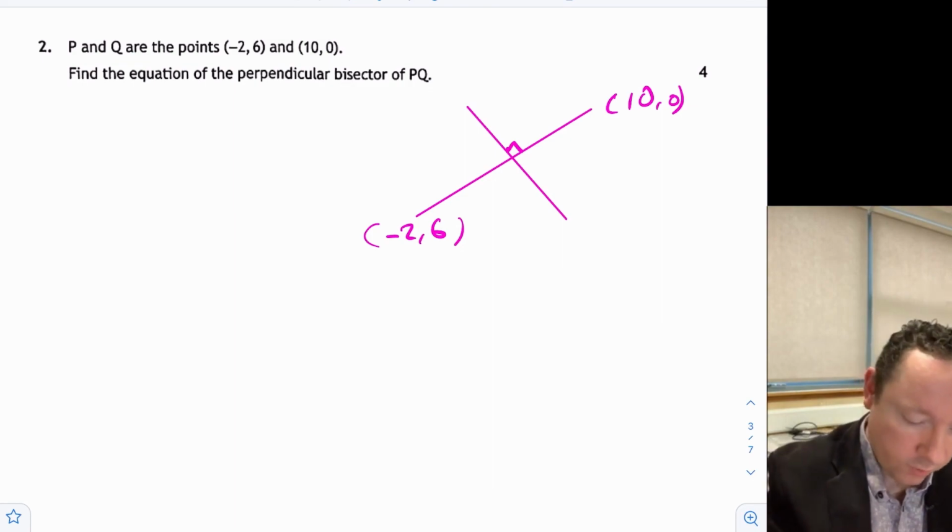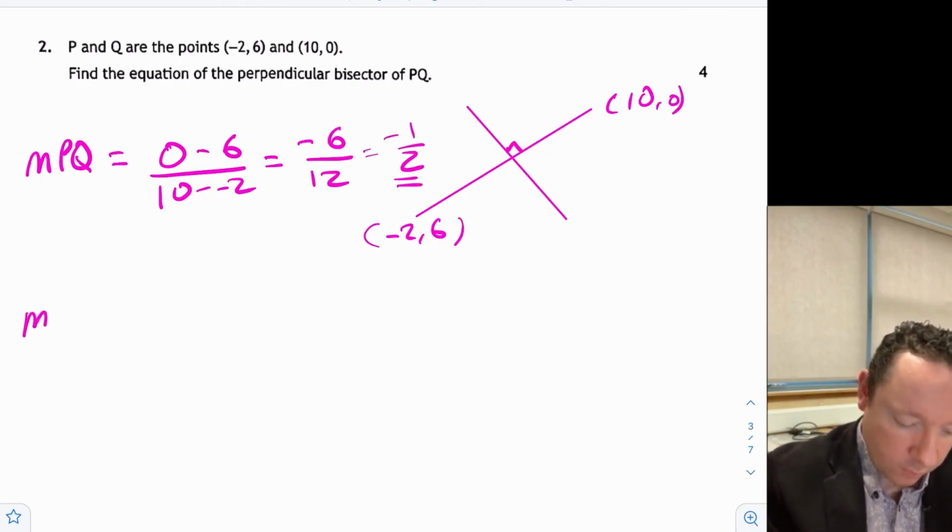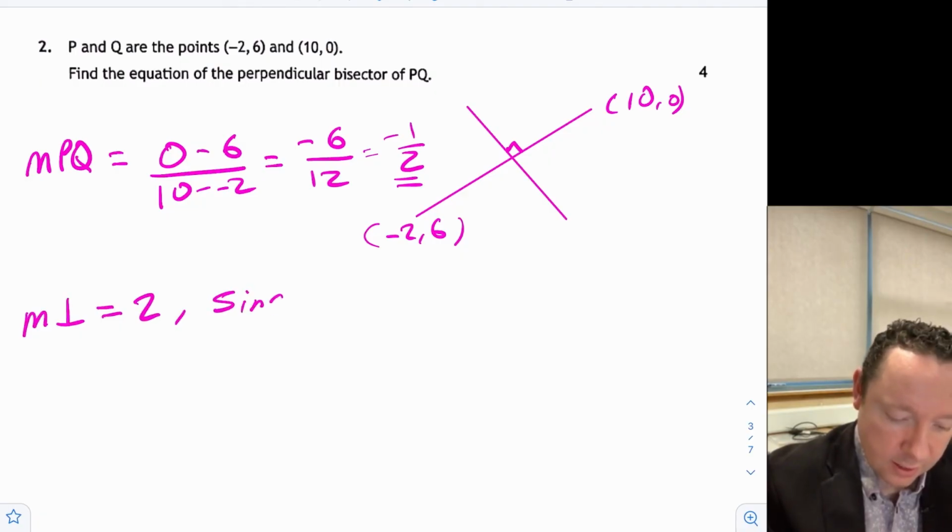So let's start off with gradient. The gradient of P to Q is y2 minus y1, so that's 0 minus 6, over x2 minus x1, 10 minus -2. That's -6 over 12, which is negative a half. So that means that the gradient of our perpendicular straight away equals 2, since m1 times m2 equals -1. So we've got our gradient is 2.